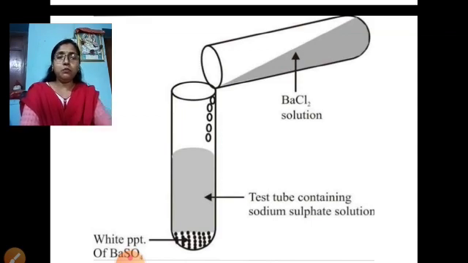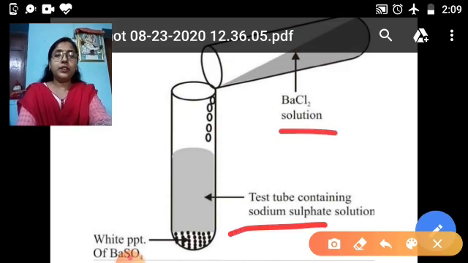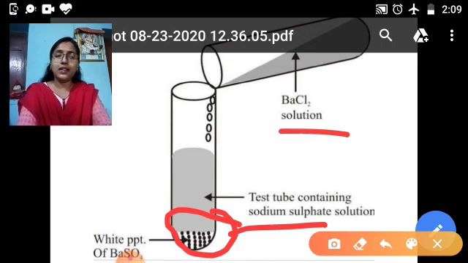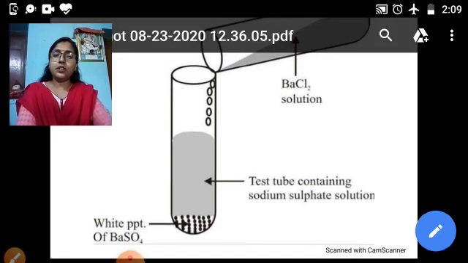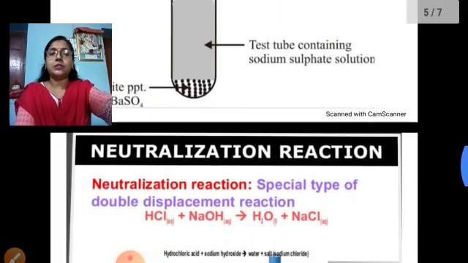Here, when barium chloride solution is mixed with sodium sulfate solution, what will happen? A new precipitate, a solid form, is formed, which is known as the white precipitate of barium sulfate. That is the white precipitate of barium sulfate. This is called the precipitation reaction.